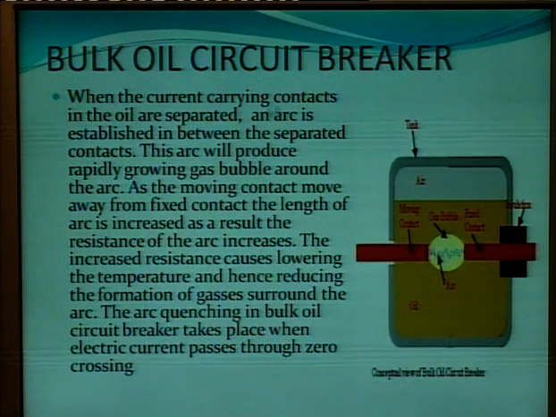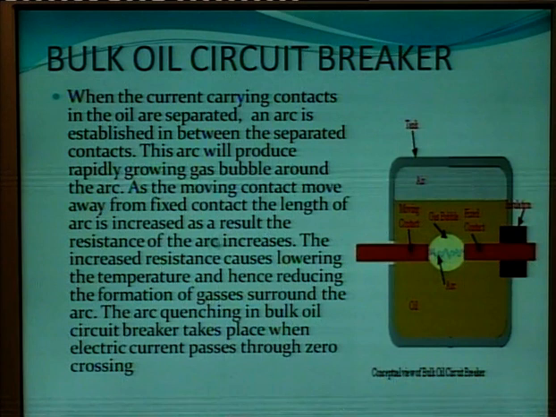Now when the current carrying contacts in the oil are separated, an arc is established in between the separating contacts. So see, when this moving contact gets separated, an arc is established between the two contacts. Now this arc will produce rapidly growing gas bubbles around the arc. So as the moving contact moves away from the fixed contact, the length of the arc is increased.